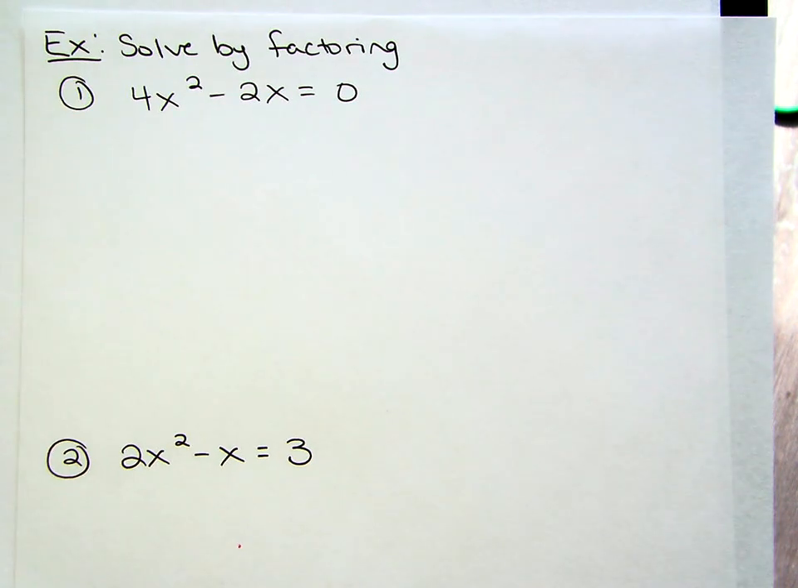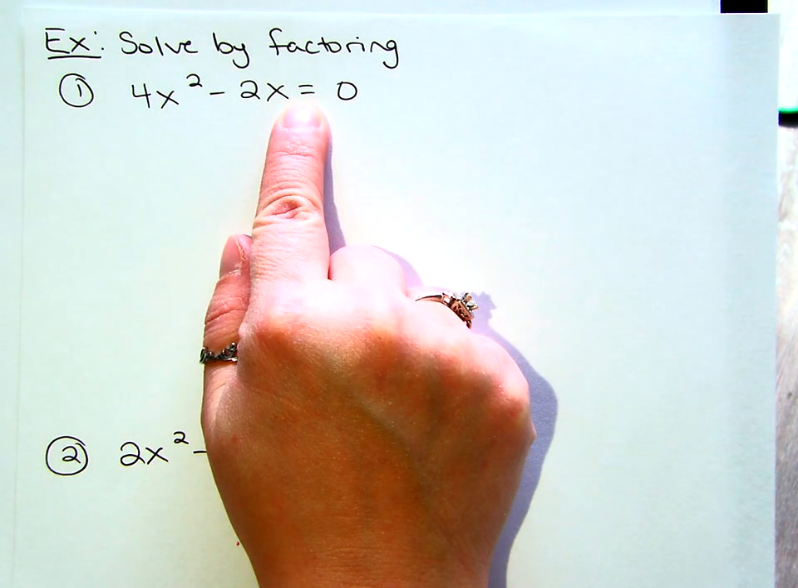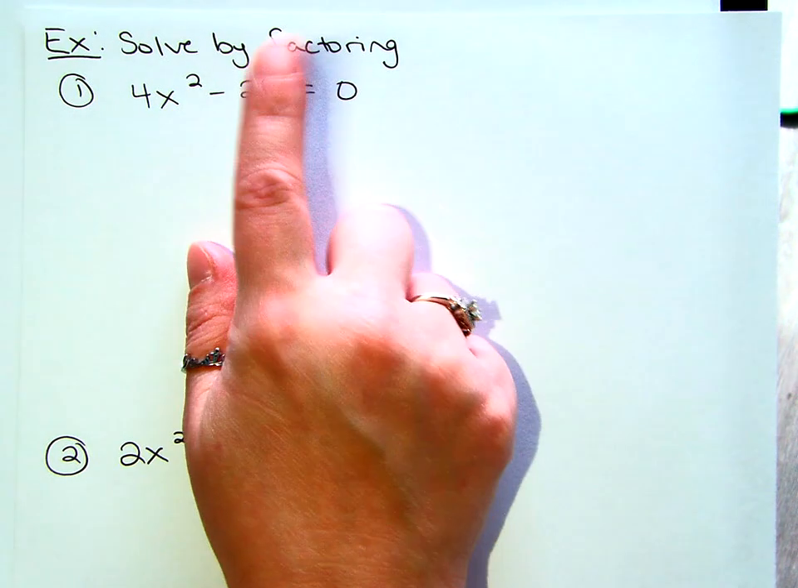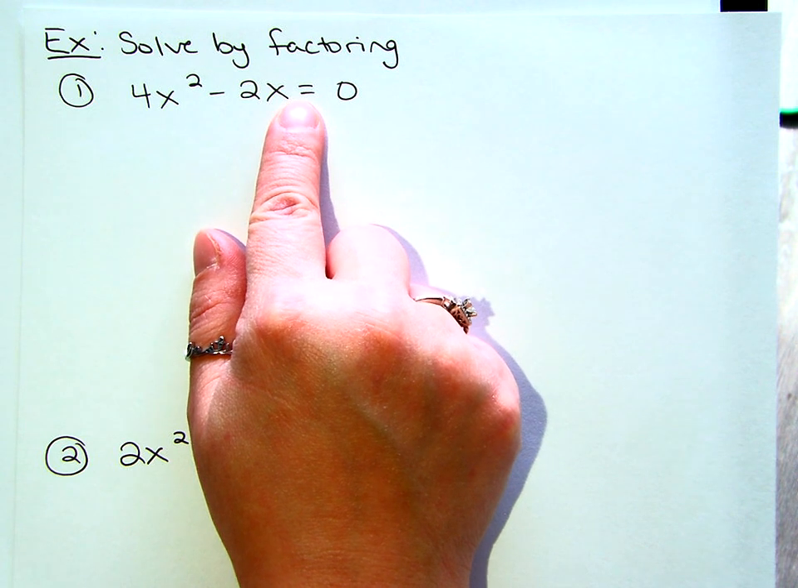We have 4x squared minus 2x equals 0 is the first one that we're going to use. And you might think, well, there's no c. There's no constant here. And that's okay. Sometimes you won't have a constant term. We do have our x squared term, and if we don't have our constant term, that's okay. That just means our constant term is 0.